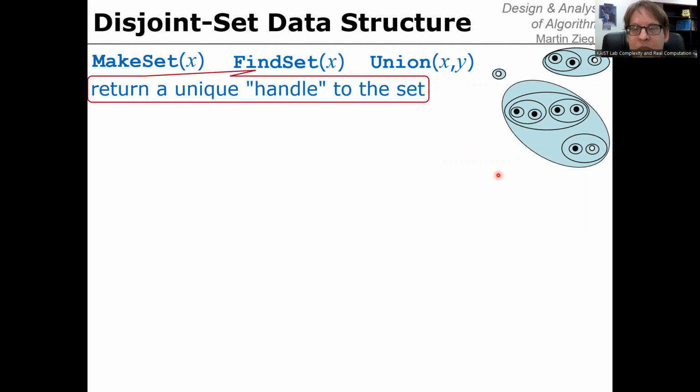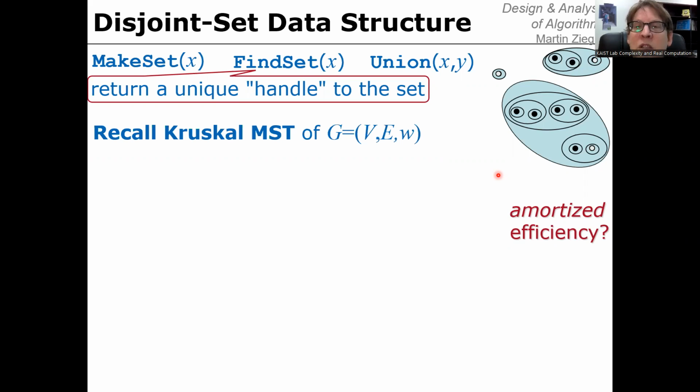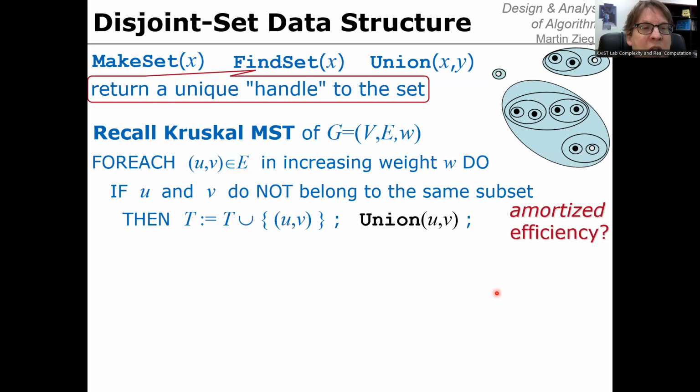And we're interested in realizing the semantics in devising data structures and algorithms, and analyzing these data structures and algorithms in the amortized setting, not in the worst case setting, but in the amortized setting, because this is exactly what Kruskal's minimum spanning tree algorithm builds on. Remember, this is Kruskal's algorithm.